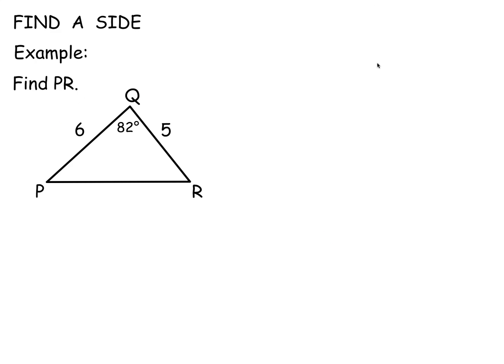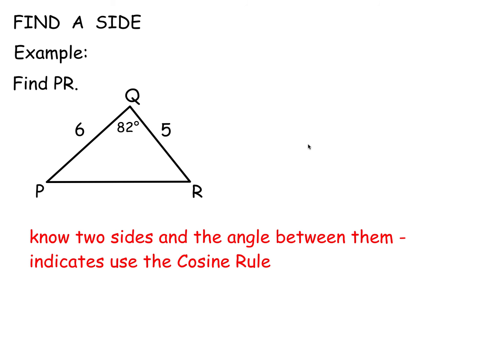Here's an example. Two sides and the angle in between. We have to find out PR, the opposite side to this 82 degrees. So that two sides, the angle in between, that tells you cosine rule, and we're working out the opposite side. So that's for working with the cosine rule. That's the information we need.